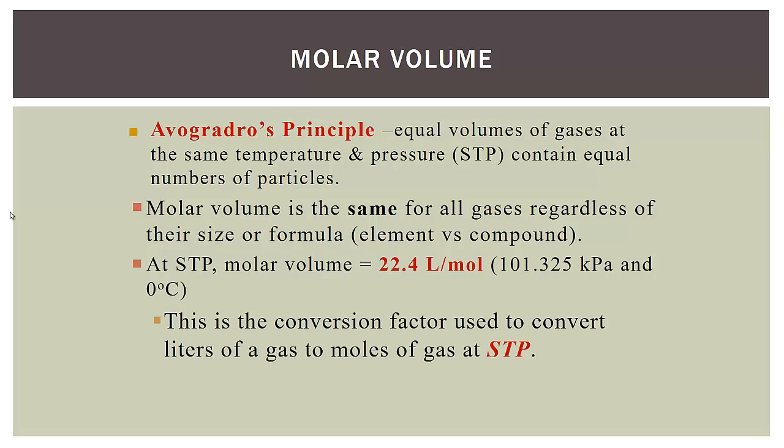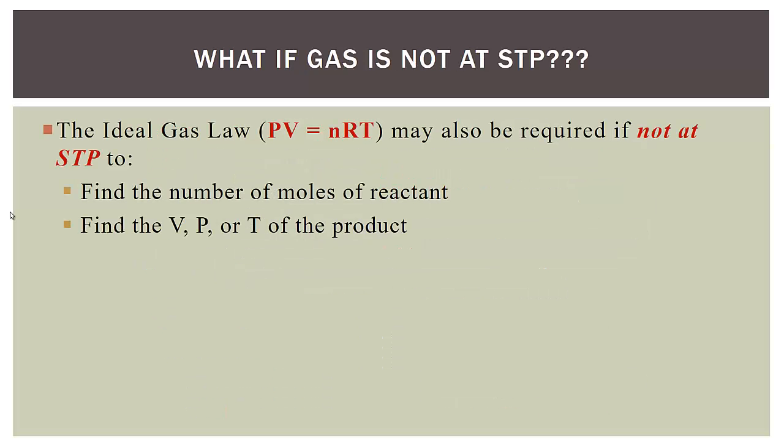And like we said, we use this conversion factor just like we use Avogadro's number for going from moles to particles, or we used a molar mass for going from moles to grams. It's just a way that allows us to convert, just like we did with everything else. Now, what if it's not at STP? Well, if it's not at STP, then we're going to have to do a little more work. And what we end up doing is using the ideal gas law.